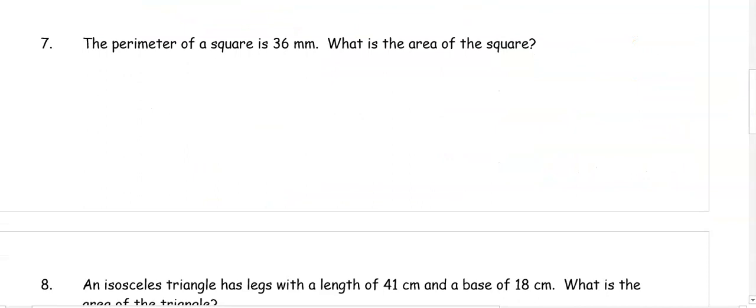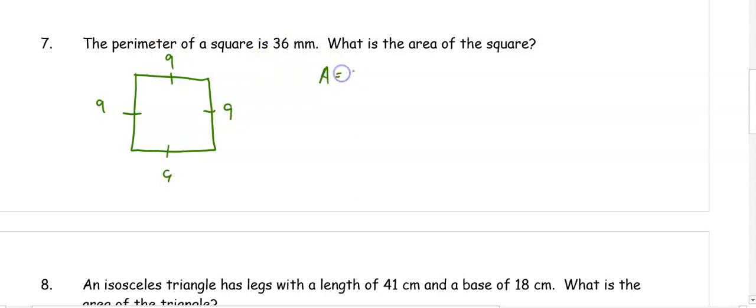In number 7, the perimeter of a square is 36 millimeters. What is the area of the square? So in a perimeter, remember, a square has 4 congruent sides. So we can take 36 and divide by 4. So each side is going to be 9.